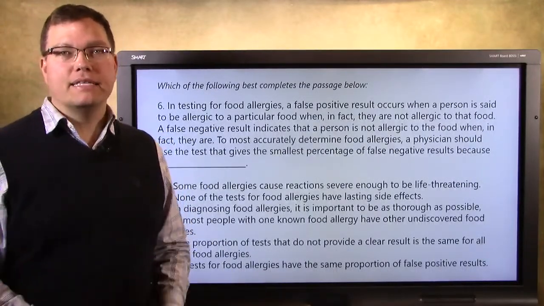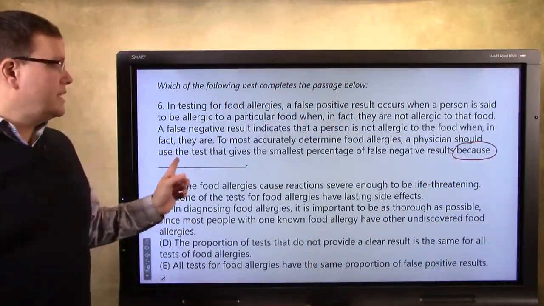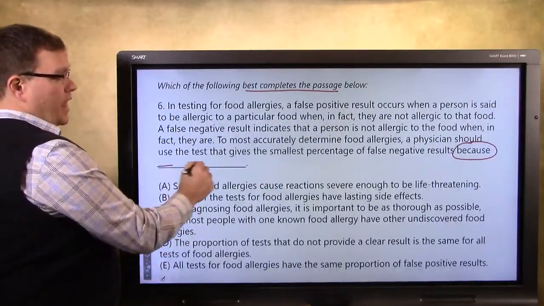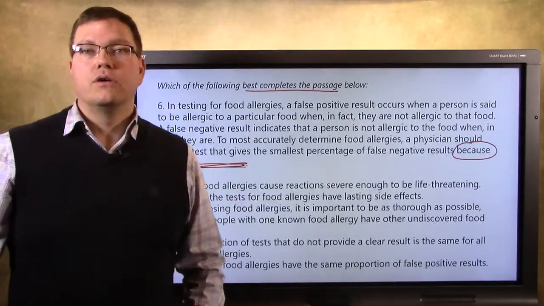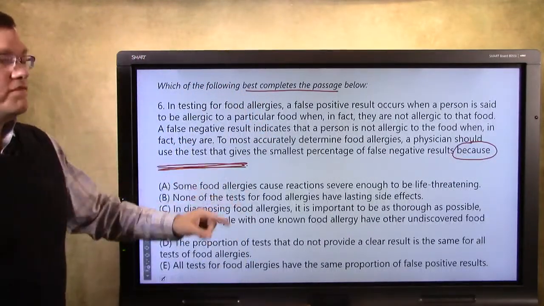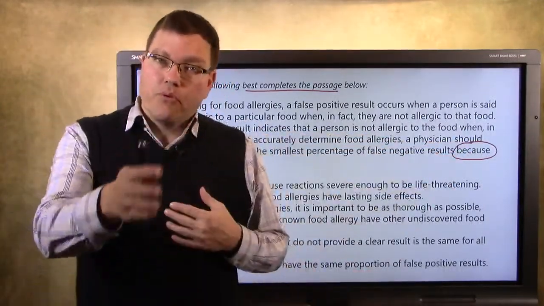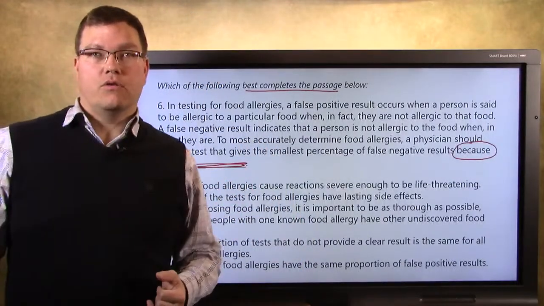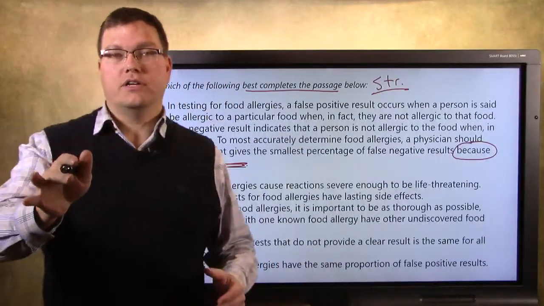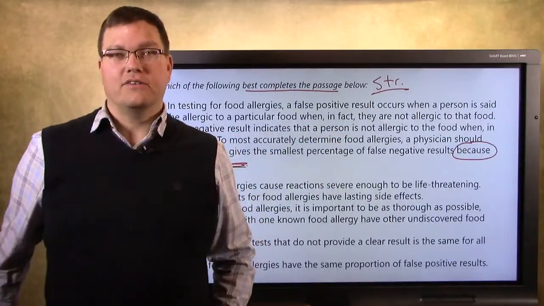This is a best completes the passage. You'll notice based on the word because right here that this is going to be a strengthen question. When you see best completes the passage, which has the blank, I want you to think two things: inference or strengthen. The vast majority of fill in the blank questions are inference or strengthen. The word because is a premise word. So here we have a strengthen question. So what are you going to do for a strengthen question? You're going to get their evidence, their conclusion, and bring them together, okay?